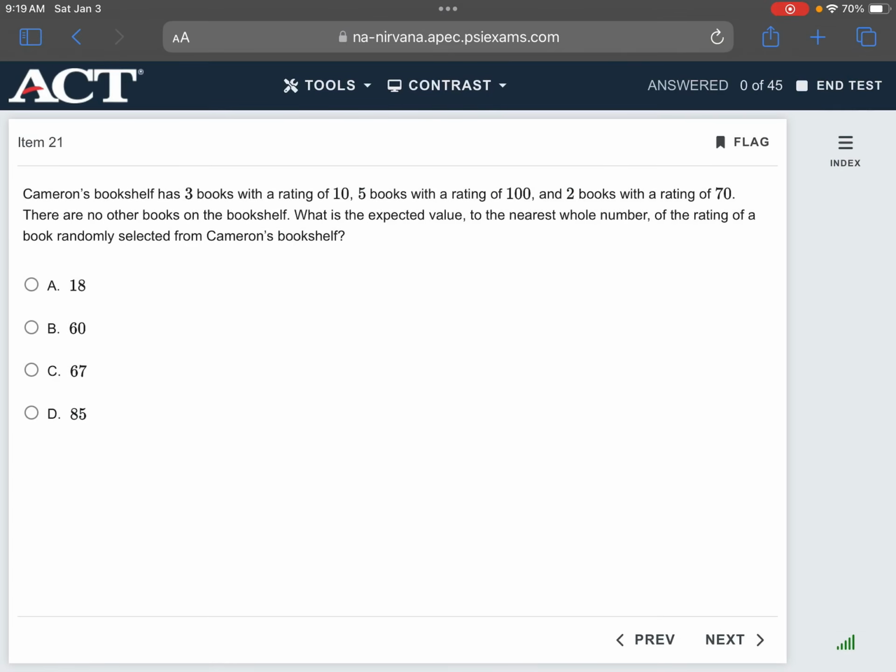So 67. All right, I understand that math ACT stuff isn't the most exciting thing out there to watch, but we're here to learn about the ACT. We're here to learn some math. Here to learn when Desmos is going to help us. Obviously, not in this case.